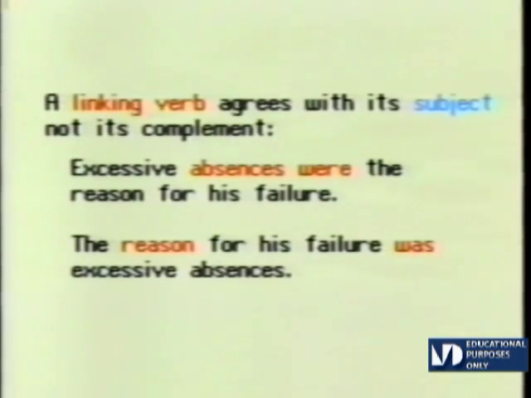A linking verb agrees with its subject, not its complement. Excessive absences were the reason for his failure. The reason for his failure was excessive absences.